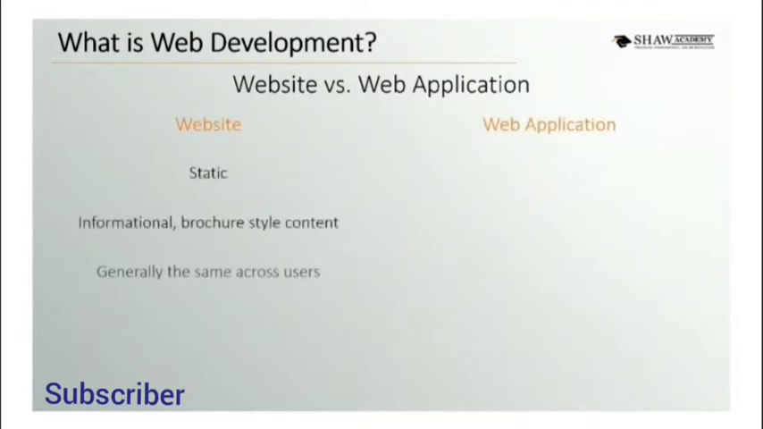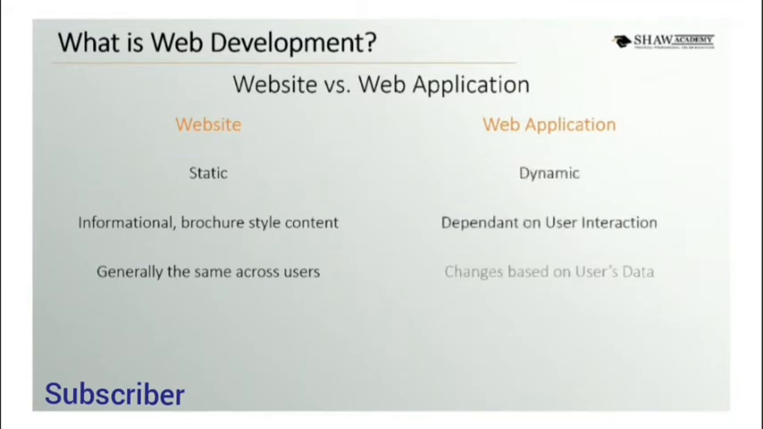So, a website is mostly static, and what I mean by this is that content rarely changes. In many cases, websites are basically used just for information or brochure-style content, and this content is generally the same for every single person that visits the website. Some simple examples of this would include the IMDb and the New York Times websites.